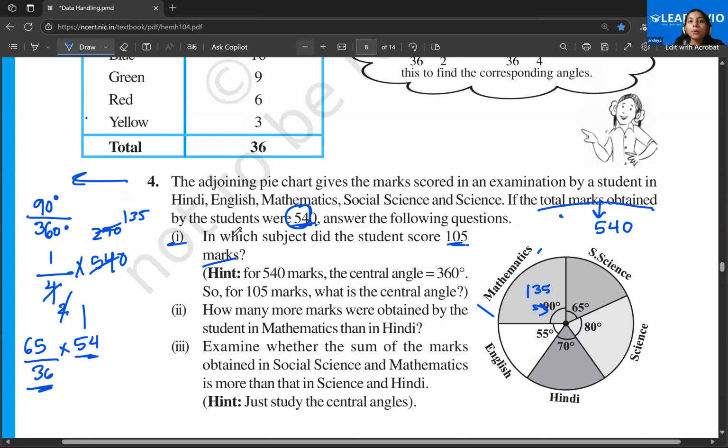Now 36 and 54. What is the divisibility rule of 3? They are both even numbers, so that means they can be divided by 2. But what is the divisibility rule for 3? The sum of all the digits. Yes. So this will give you 9, and this will also give you 9. So both the numbers are in 3's table. So cancel them.